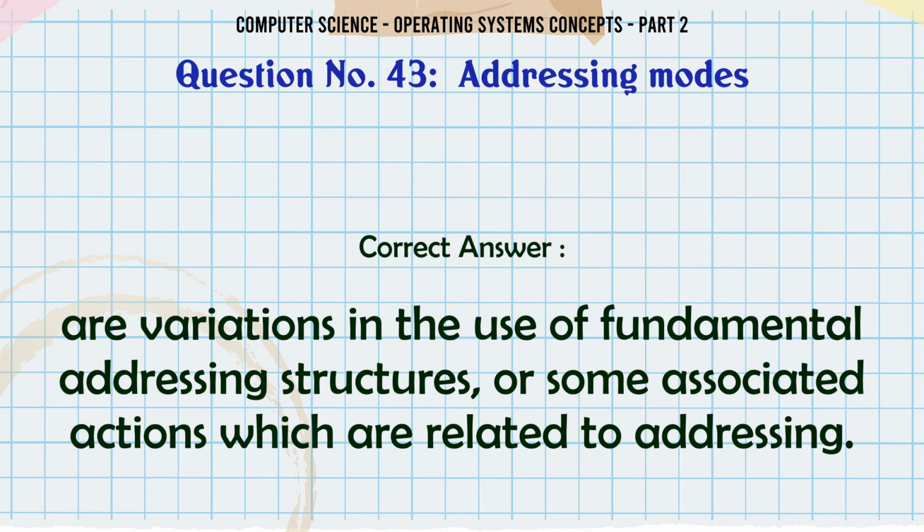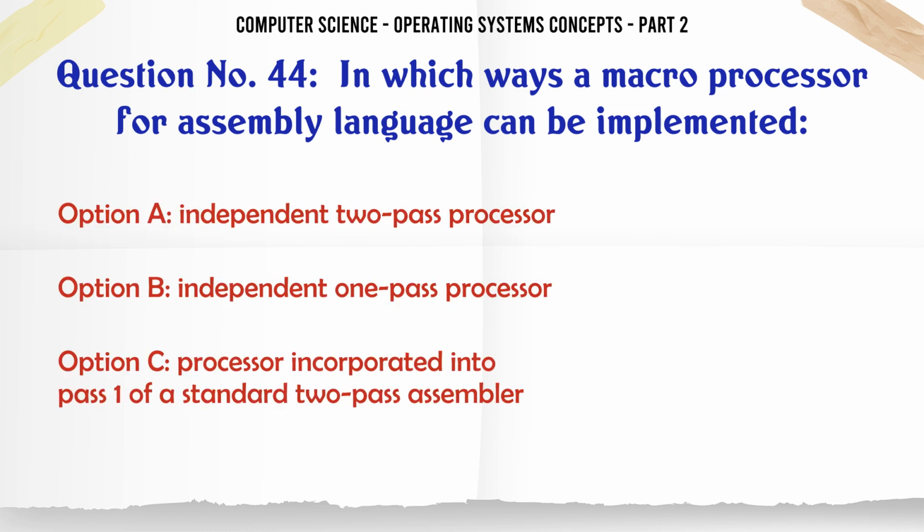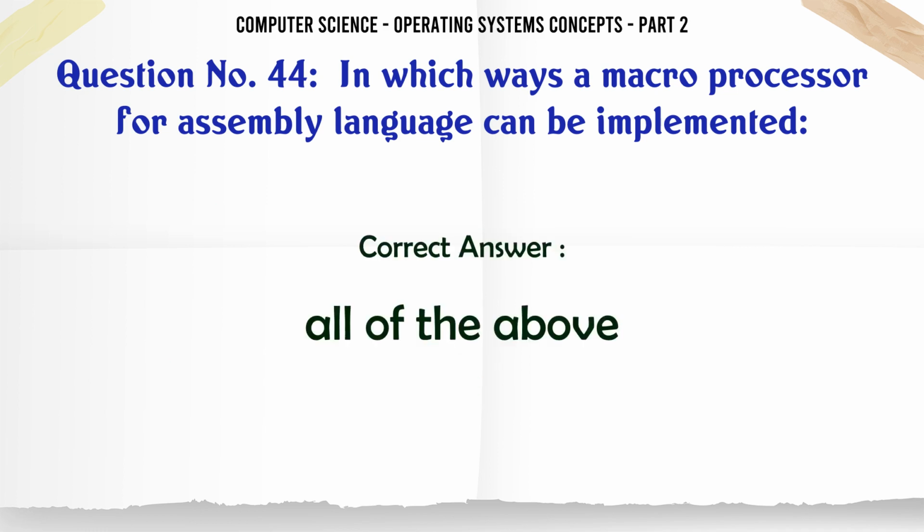In which ways can a macroprocessor for assembly language be implemented? A. Independent 2-pass processor. B. Independent 1-pass processor. C. Processor incorporated into pass 1 of a standard 2-pass assembler. D. All of the above. The correct answer is all of the above.